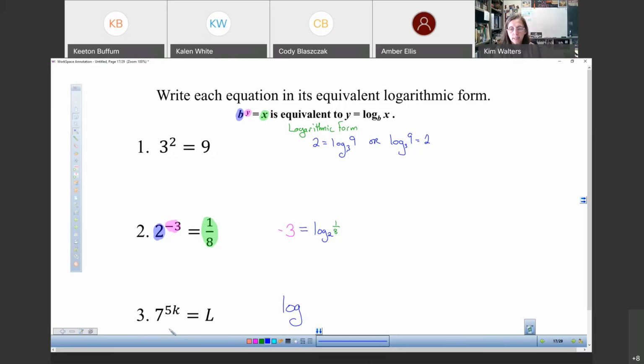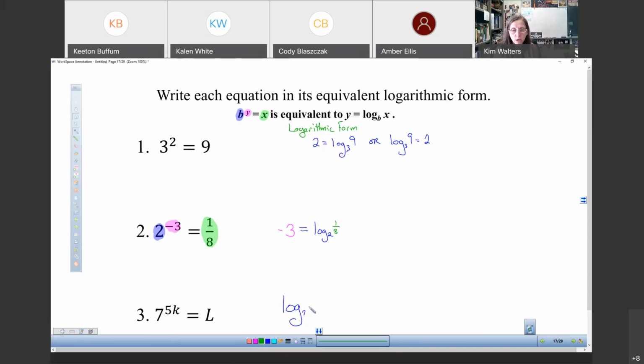Matching this guy up with this one. What's here? Yep, that would be log base 7. Okay, now flip-flop these two. If 7 has the 5K beside it, I don't want the 5K there.